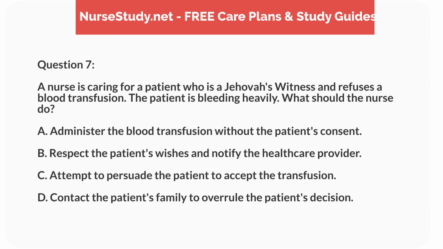Question 7. A nurse is caring for a patient who is a Jehovah's Witness and refuses a blood transfusion. The patient is bleeding heavily. What should the nurse do? A. Administer the blood transfusion without the patient's consent. B. Respect the patient's wishes and notify the healthcare provider. C. Attempt to persuade the patient to accept the transfusion. D. Contact the patient's family to overrule the patient's decision.